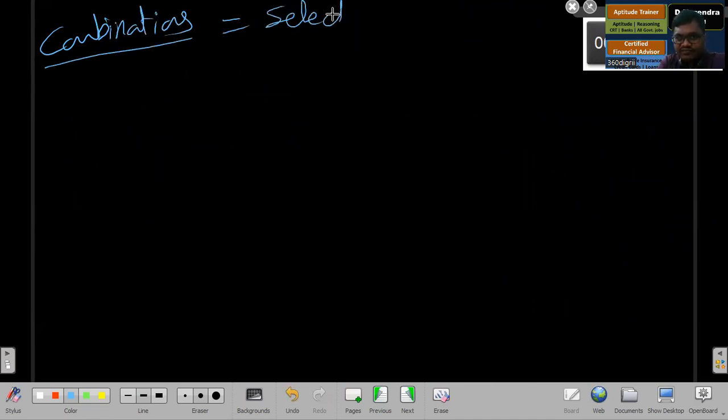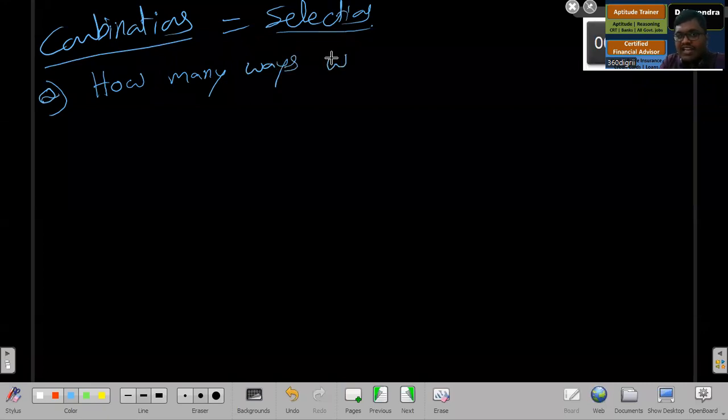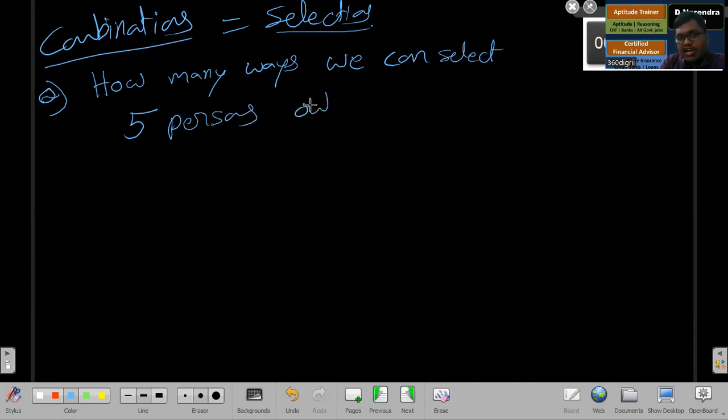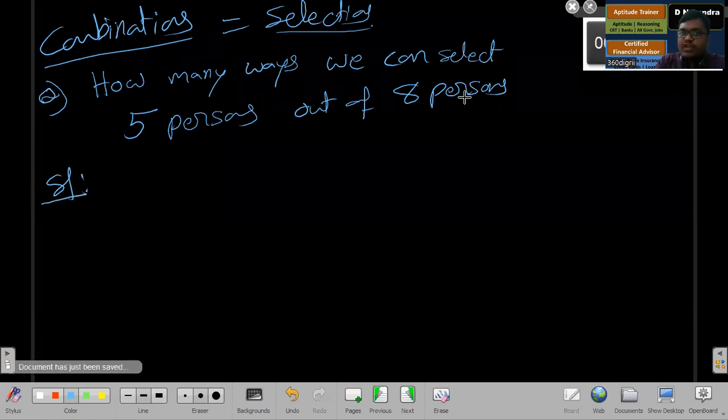So I already told you combinations, single word selections. Let us see a question. How many ways, note down all of you, how many ways we can select 5 persons out of 8 persons, just an example, guys. If 8 people attended an interview, they have 5 positions. How many ways can they select them?